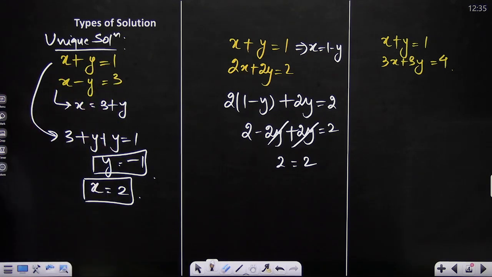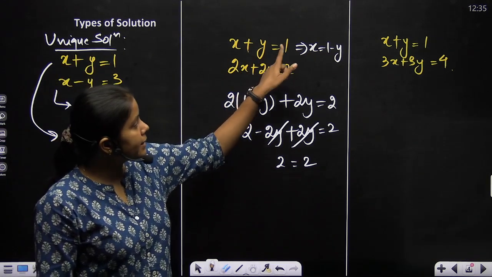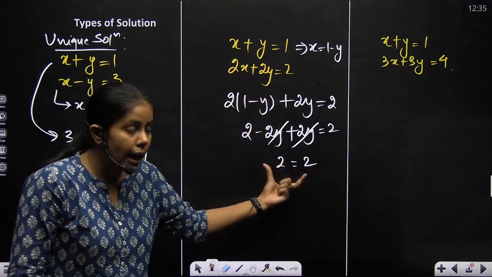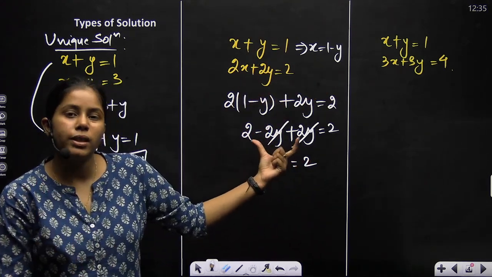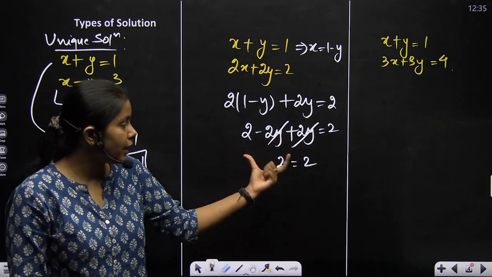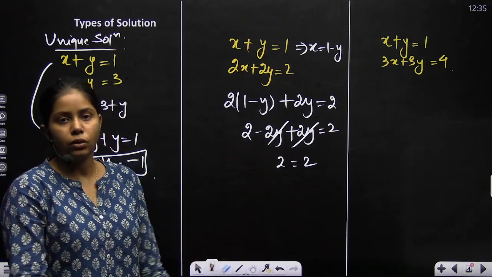Unique solution. And in this case, when x plus y is equal to 1, I have solved that 2x plus 2y equals 2. I get to the position that 2 is equal to 2. I am not getting any contradiction, but I am getting 2 is equal to 2. I am not able to further solve it.